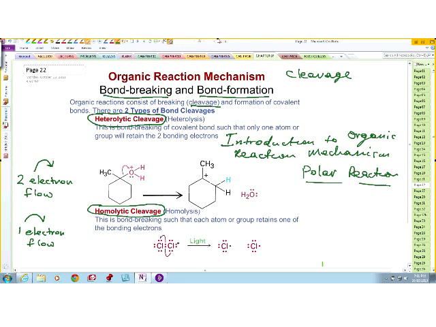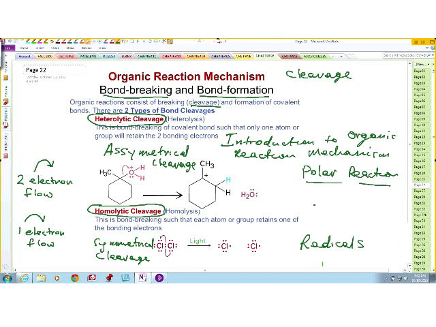Okay, so this would be a case of symmetrical cleavage, as opposed to the asymmetrical cleavage here. This would be called asymmetric, whereas this would be symmetrical cleavage. In the symmetrical cleavage, or the homolytic cleavage, each one of the atoms involved in the bonding receives one electron each. And so therefore you end up with what we call radicals. For the most part, most of what we are going to be discussing in this chapter will involve heterolytic cleavage. Most of the reactions we are going to discuss will involve heterolytic cleavage, which is this here.